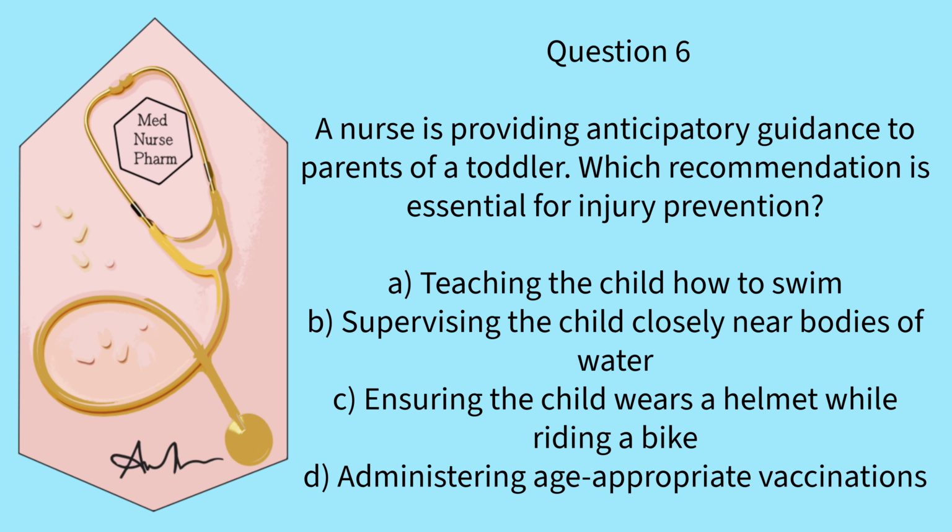Question 6. A nurse is providing anticipatory guidance to parents of a toddler. Which recommendation is essential for injury prevention? Teaching the child how to swim, supervising the child closely near bodies of water, ensuring the child wears a helmet while riding a bike, administering age-appropriate vaccinations. Pause the video and select your answer.